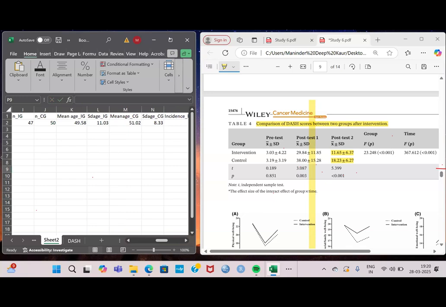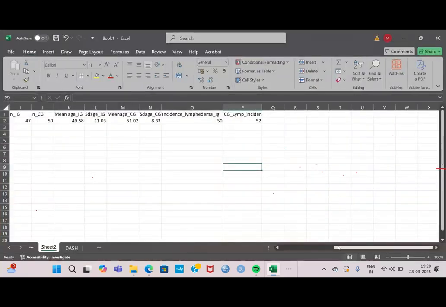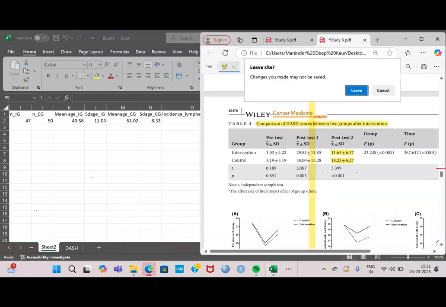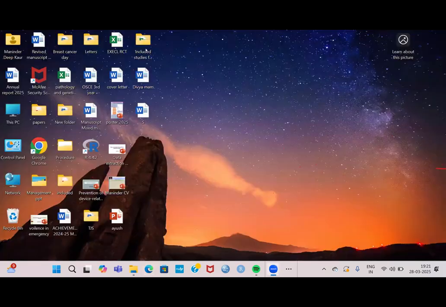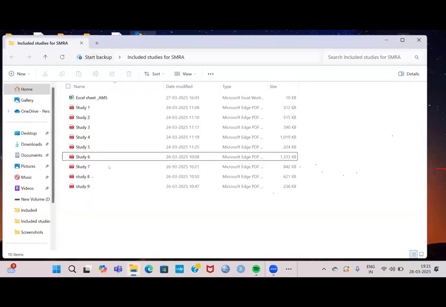Okay. So this information is answering my research questions. I get the lymphedema incidence in the control as well as the intervention group. I also got the DASH score in the intervention and the control group. Hence, this study has answered the research question as well as the objective of my study. So let's move to the second study. Take an example of the second study. I hope you are understanding the things.